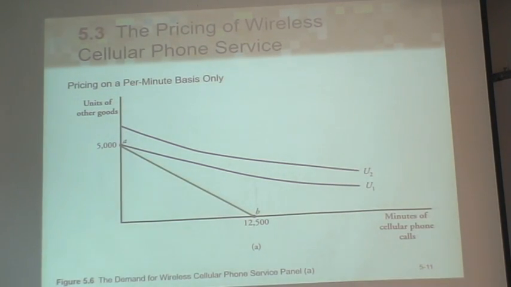Okay, let's get to the second part. The pricing of wireless cellular phone services. Okay, but it is quite different now. Probably 5 or 6 years ago, when you sign up a plan, okay, you have to have in how many free minutes, okay, and after that, it will be per minute charge. Say, $6 per minute or $8 per minute.